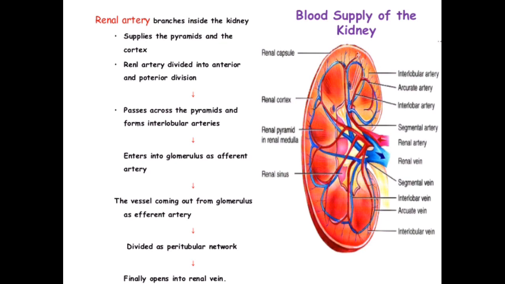See the blood supply of the kidney. Renal artery branches inside the kidney, supplies the pyramid and the cortex. Renal artery divided into anterior and posterior division, passes across the pyramids and forms interlobular arteries, enters into glomerulus as afferent artery. The vessels coming out from glomerulus as efferent artery, divided as peritubular network, finally opens into renal veins.